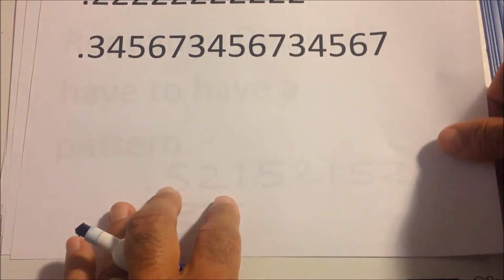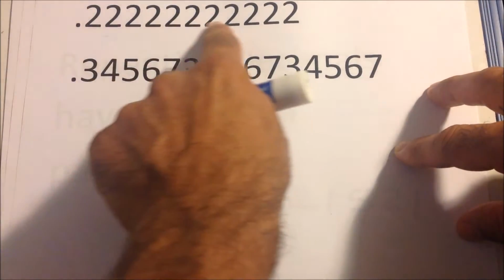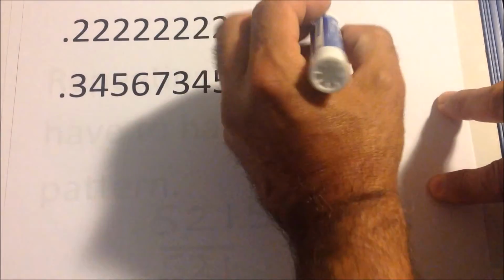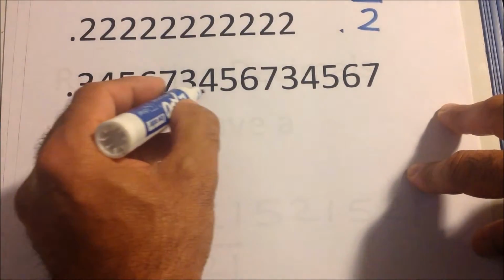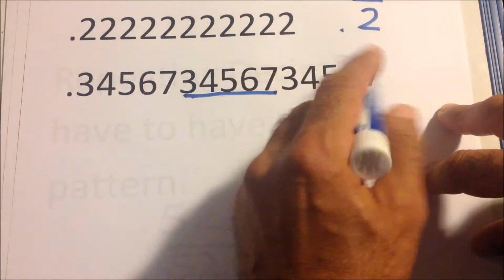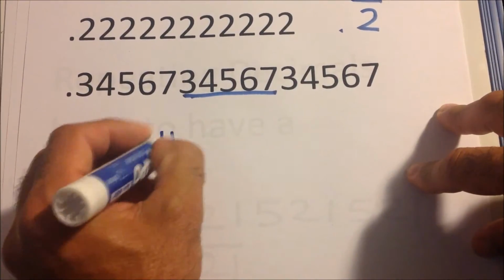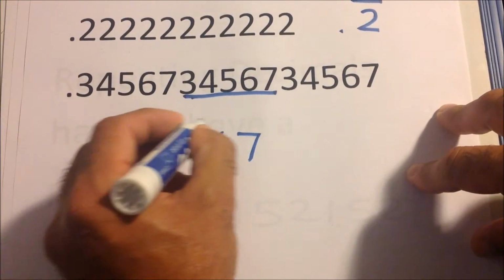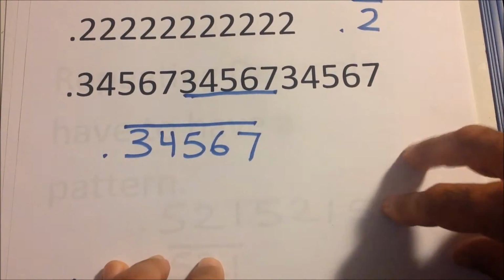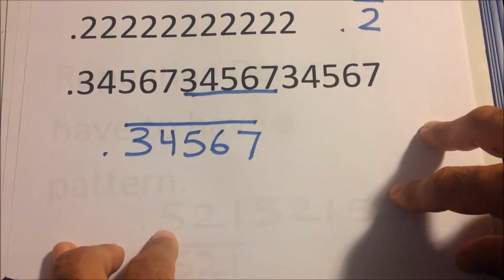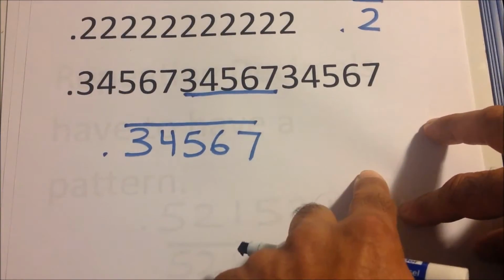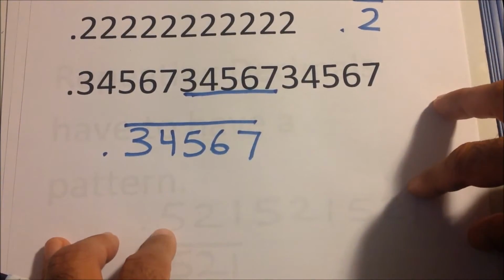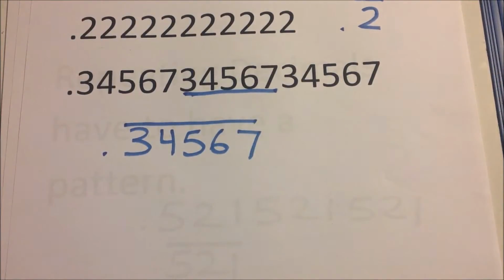Okay, let's look at these. Here we have a pattern, 0.22222222. The pattern is 2s. So it's actually 0.2 with a line on top. Let's look at this one. 0.34567, 34567, 34567. So it's repeating. So what you would do is put a line on top of it. It's a repeating decimal with a pattern. Now if it doesn't have a pattern and it keeps going, we don't call it a repeating decimal. We just say it's irrational. And we'll talk about that in a minute.